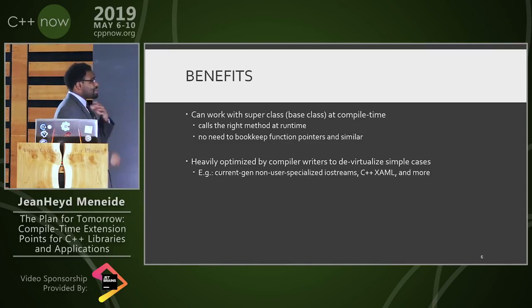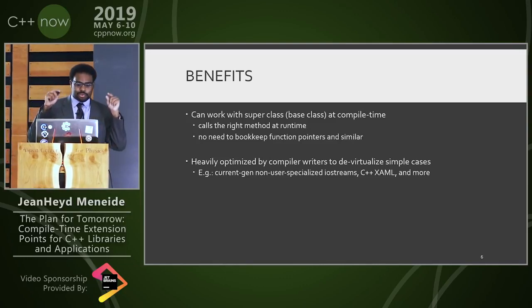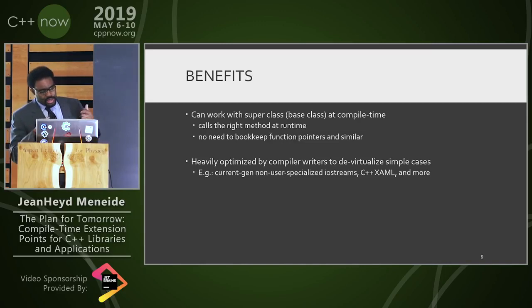So what are the benefits of virtual functions, right? One of the biggest things is that you can work with a super class or the base class at compile time, right? So you get to work with the base class at compile time, and you get the right method at runtime, right? When you call functions on this thing, there's no need to bookkeep function pointers or similar, right?